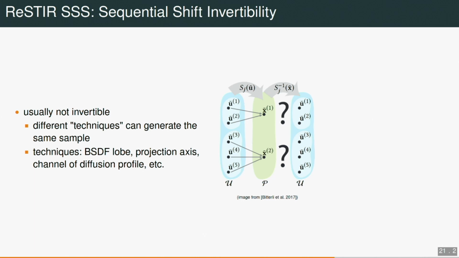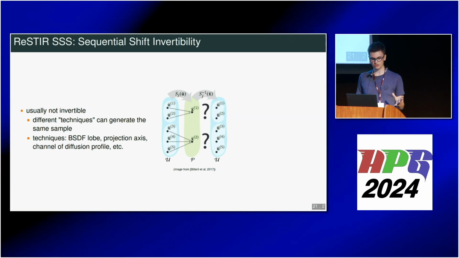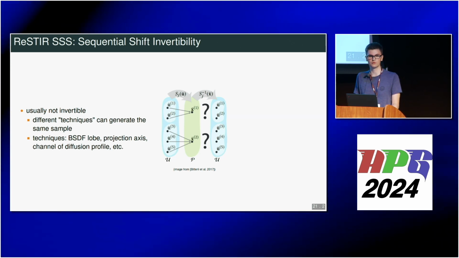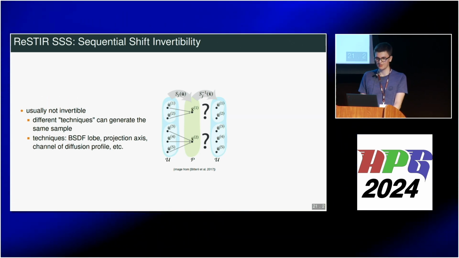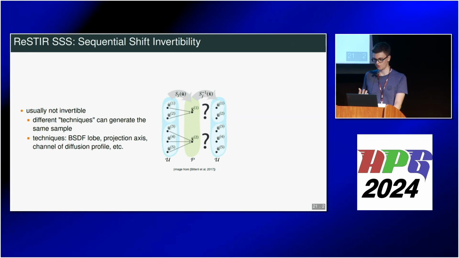For example, think about a BSDF. A BSDF, for instance, can have two lobes, a metallic one and a diffuse one, and those lobes are allowed to overlap. This means with a different set of random numbers, it's in fact possible to generate the same direction or the same sample. And in our case of subsurface scattering, we also choose this combination of a projection axis and a channel of the diffusion profile for importance sampling. So when we choose another combination, it's also possible that we generate the same point on the surface.